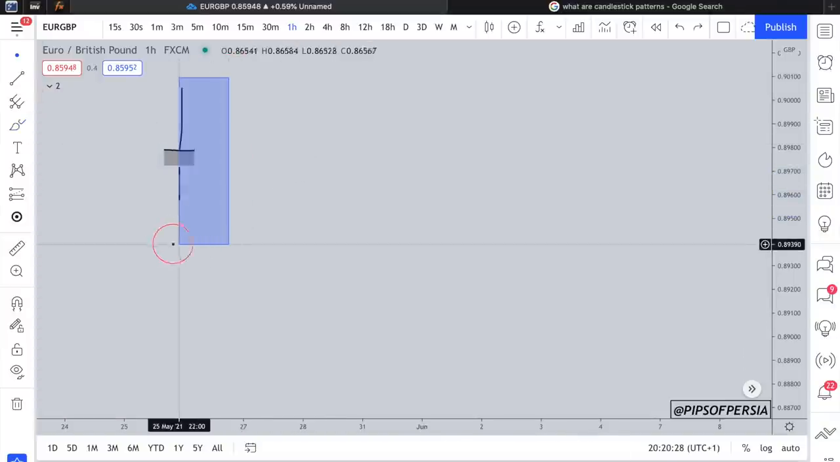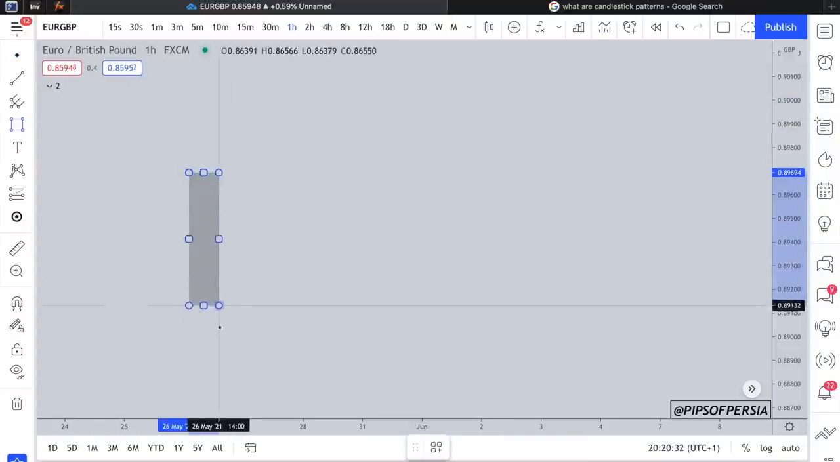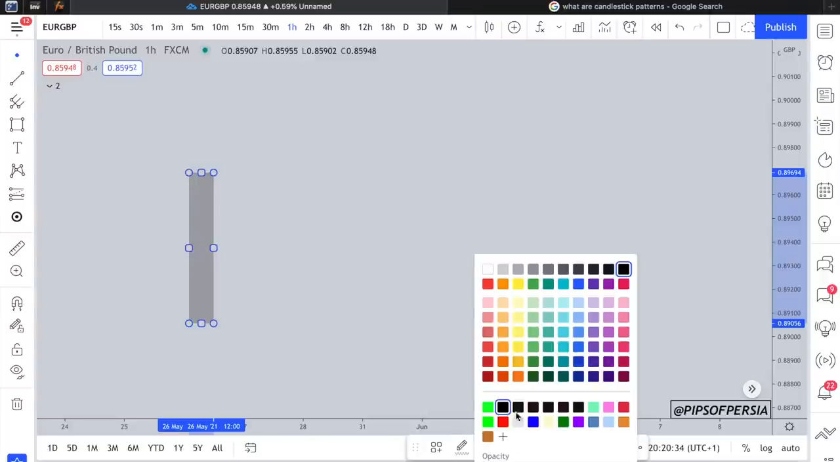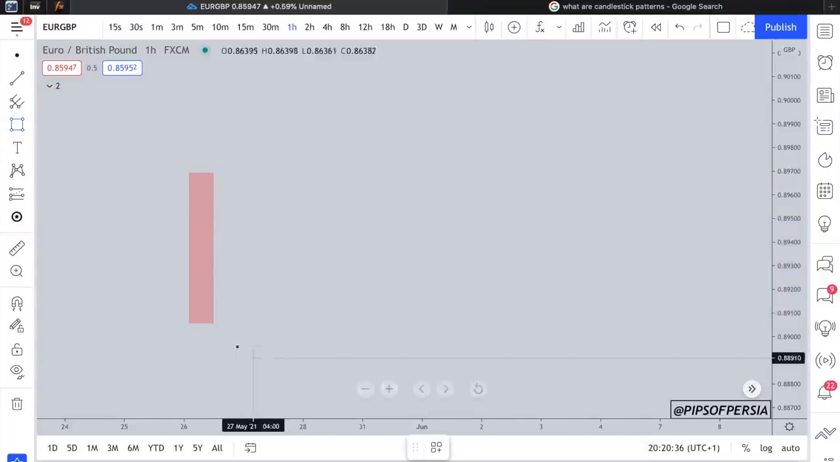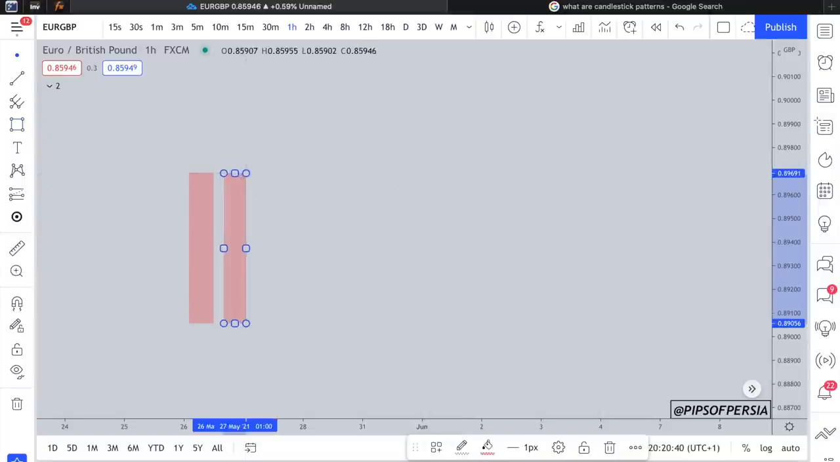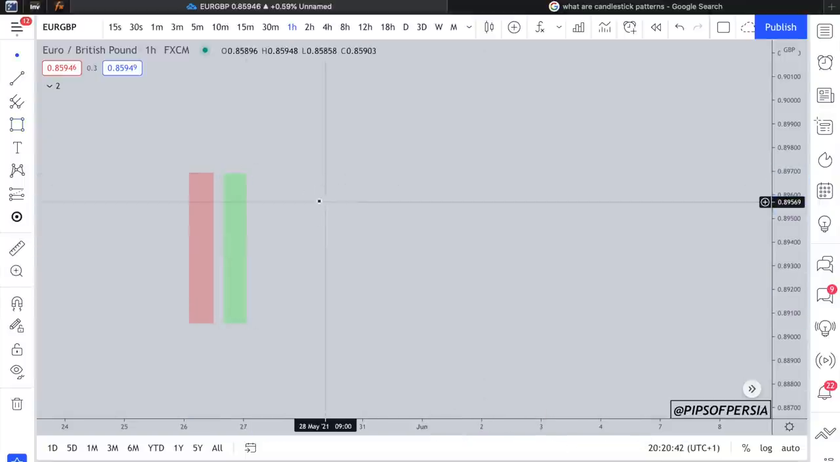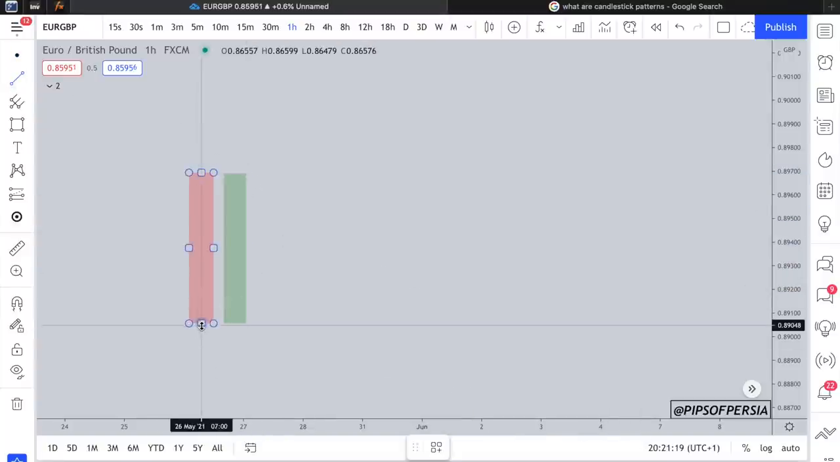We've also got tweezer tops or tweezer bottoms as well, which kind of look like this. You've got a bearish candle coming down and a bullish candle straight after that, but the bodies or the wicks of these candles look to be around the same level, as if you've printed the same candle as before, but in the different direction. So similar enough to a bullish engulfing candle, but in this case, obviously the bodies are going to be on the same level, and so will the wicks.